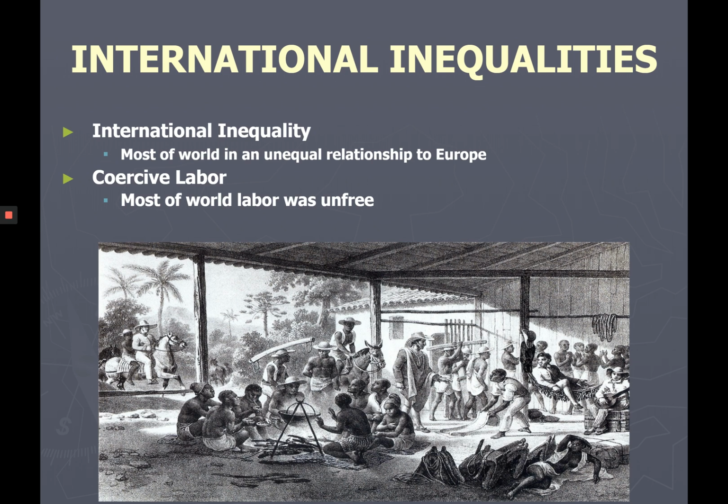We're also going to see an increase in inequalities. And so the center of this new trade world was Western Europe. And so most of the world had this unequal relationship with Europe. And most countries, especially in Latin America and Africa and parts of Southeast Asia, didn't even control their own economies. And so they were forced to trade these raw materials to Europe.